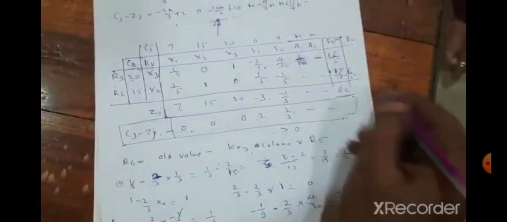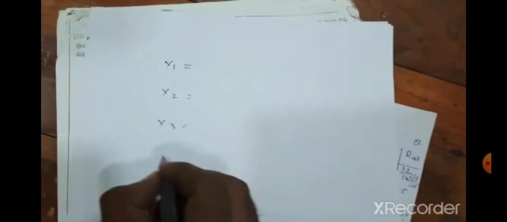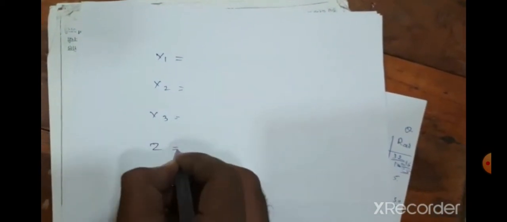Now you extract the solution from this last column. This is an optimal solution. What are the variables you require to find out? X1, X2, X3 and the Z value. So X1 is required, X2 is required, X3 is required and the Z value is required. Z is already noted there: the Z value is 82.